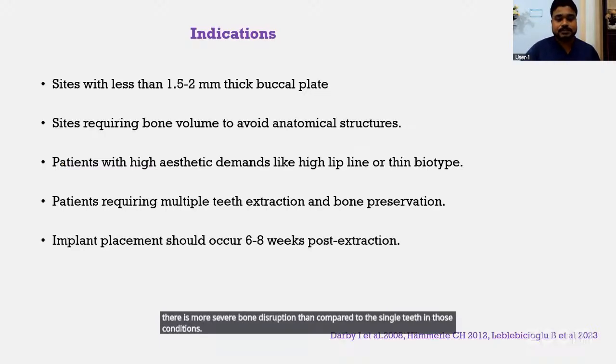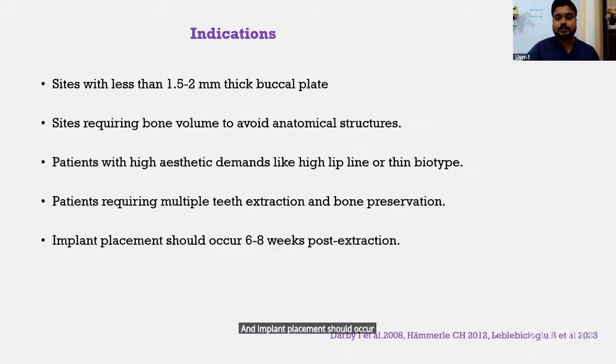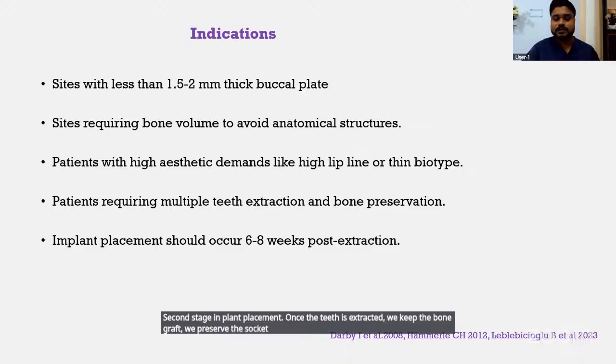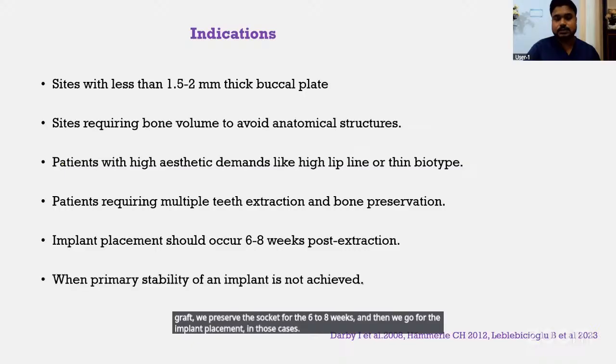And implant placement should occur 6 to 8 weeks post extraction. That means second stage implant placement. Once the tooth is extracted, we place the bone graft, we preserve the socket for 6 to 8 weeks, and then we go for the implant placement in those cases.